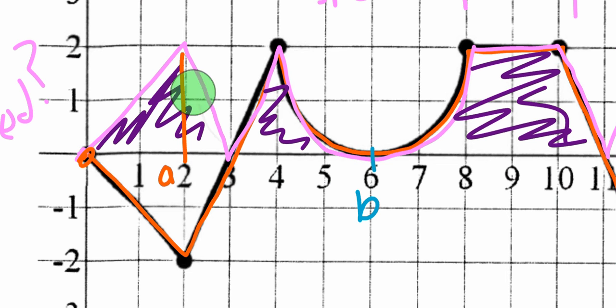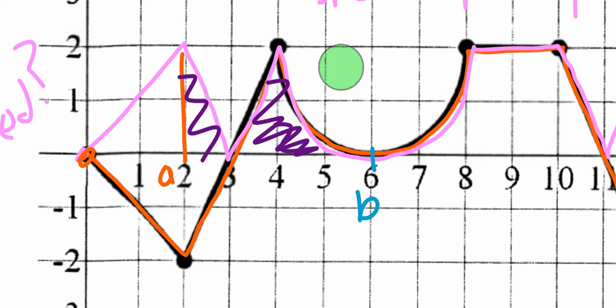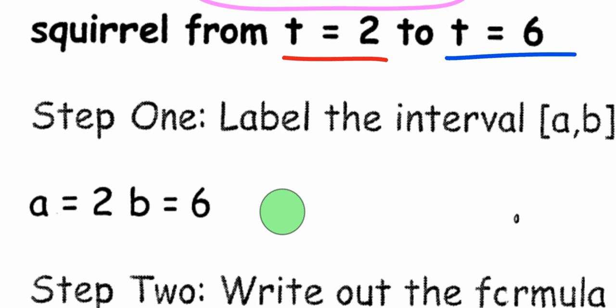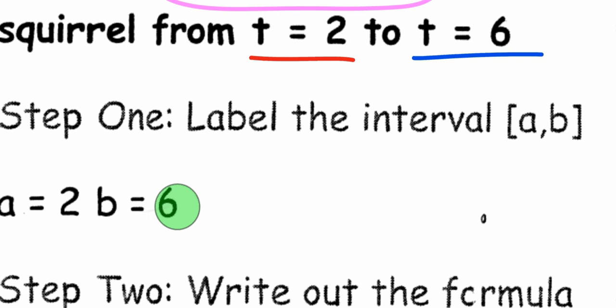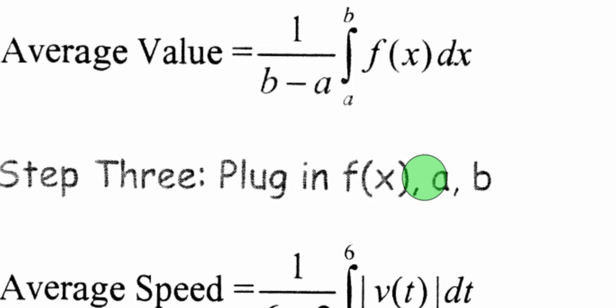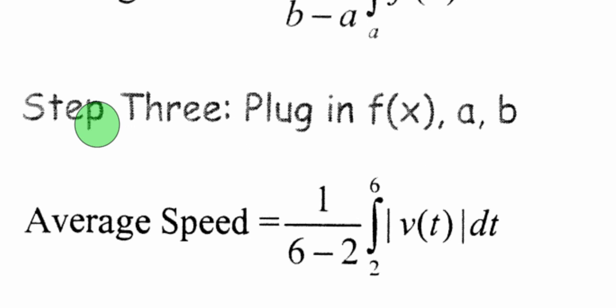Okay, so actually if I go back and shade this correctly, this is the shaded region we're concerned with, and then we're going to multiply it by 1 over 6 minus 2, or 1 over 4, and that will give us the average speed of the squirrel. So let's go ahead and label the interval a to b. A is equal to 2, b is equal to 6. Write out the formula. The average value is 1 over b minus a times the integral from a to b of f of x. Plug in f of x, a, and b for step 3.